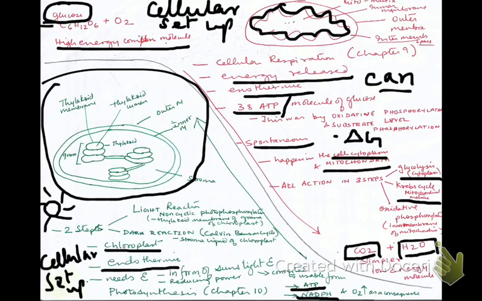It takes place in the chloroplast and is summed up in two main steps. One is the light reaction, also called non-cyclic photophosphorylation, which takes place in the thylakoid membrane, and the other is the dark reaction, also called the Calvin cycle or the Calvin-Benson cycle, which takes place in the stroma, the liquid part of the chloroplast.